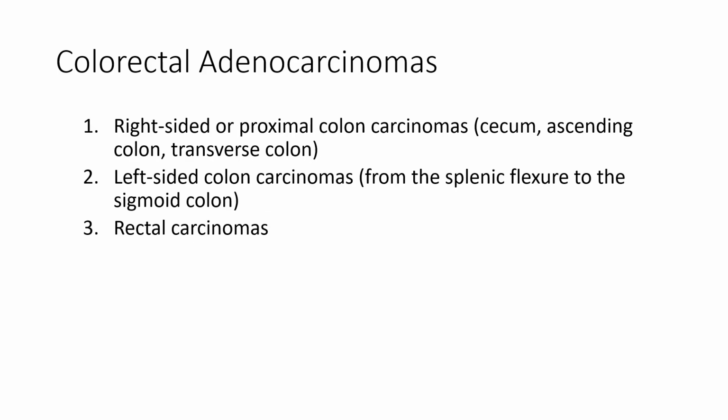They are divided into three groups by location: right-sided or proximal colon carcinomas, which occur in the cecum, ascending colon, or transverse colon; left-sided colon carcinomas, which occur anywhere from the splenic flexure to the sigmoid colon; and rectal carcinomas. The majority of colorectal carcinomas are left-sided or rectal.